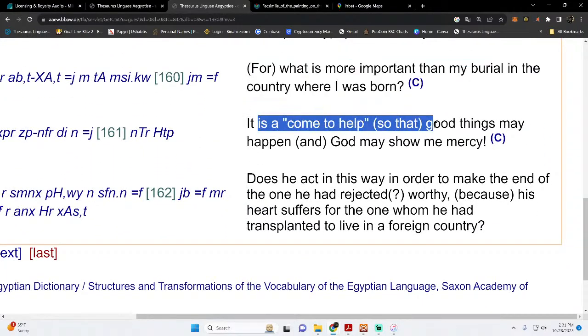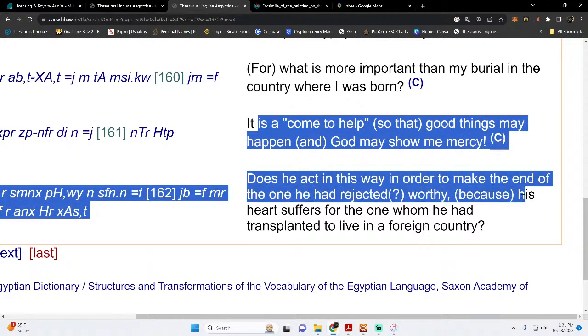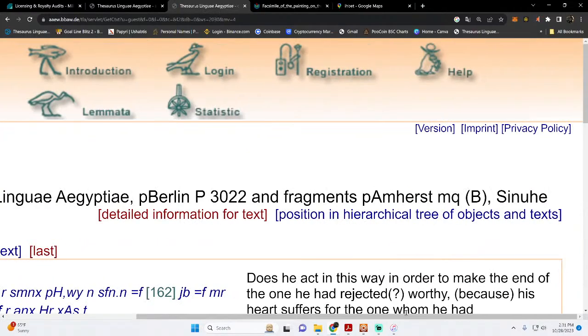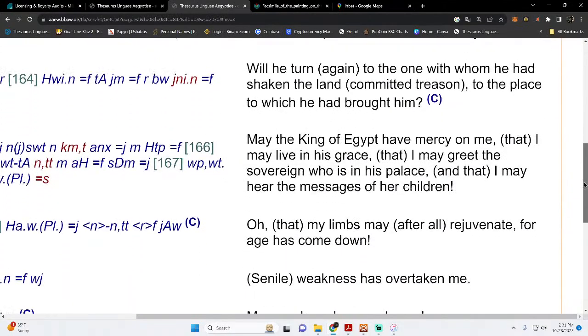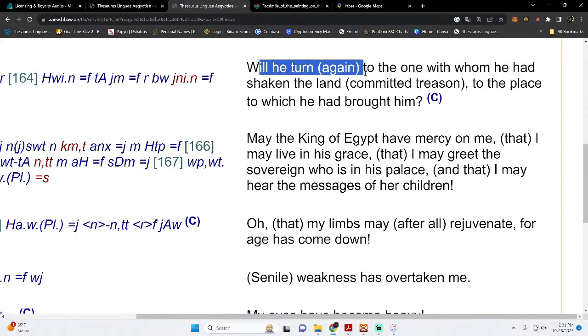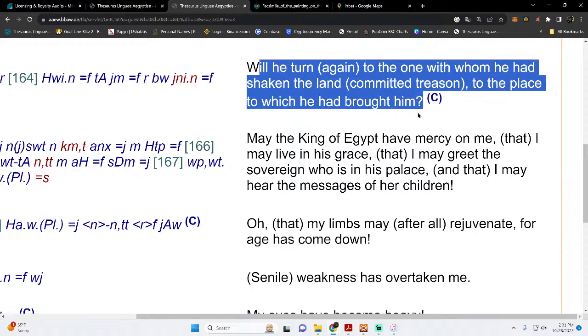It has come to help, so that the good things may happen and God may show mercy. Does he act in a way according to it? So now he's like, man, this is his ambition, to get back to his land and to get buried there. But the whole point of emphasis is when, now look, will he return again to the one with whom he had shaken the land, committed treason in a place? So he got up out of there like Moses. They say he committed treason, but he turned around to come back.